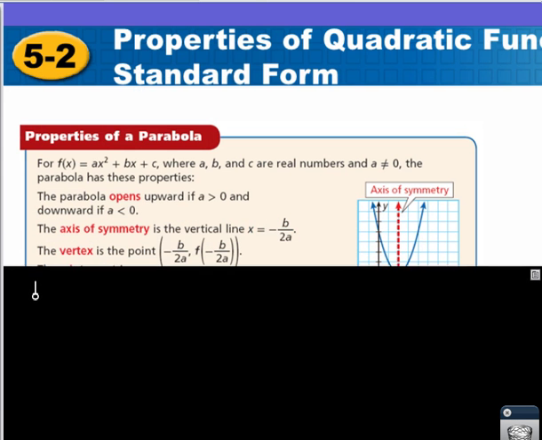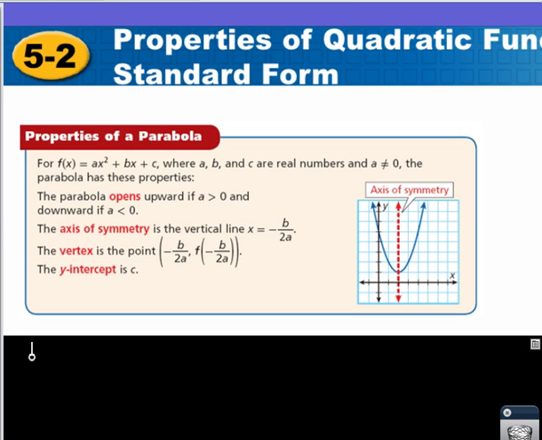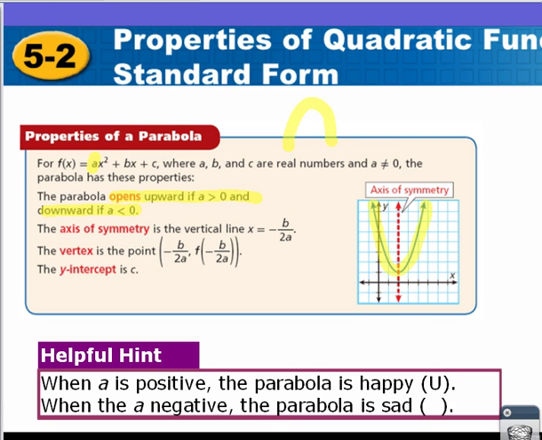Okay, so the properties of a parabola, there's a couple things. Does it open up or down? So this obviously opens up, and one that is opening down would be an upside down parabola. It opens up if a is positive. So in standard form, if the a is positive, it opens up, or down if it's negative. And they have this helpful hint, which I use: if a is positive, you get a smiley face. If a is negative, you get a frowny face, or an upside down parabola. That makes it easier to remember whether it's opening up or down.